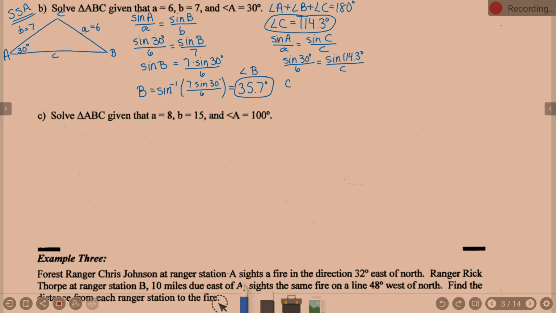If I go ahead and do the next step, then we're also going to go ahead and divide. So C is going to be 6 times sine of 114.3 degrees divided by sine of 30 degrees. That's what I got. Again, be practicing your calculators. Don't just let everyone else do the work and assume, oh, it'll be fine when I get to using the calculator.